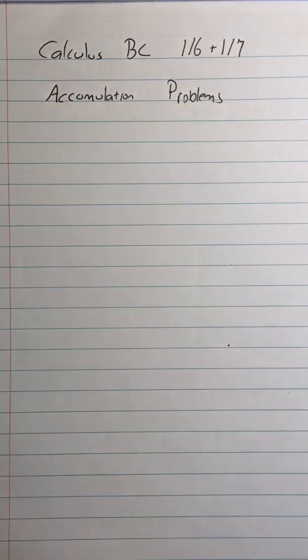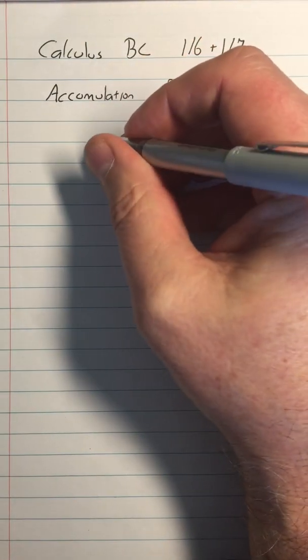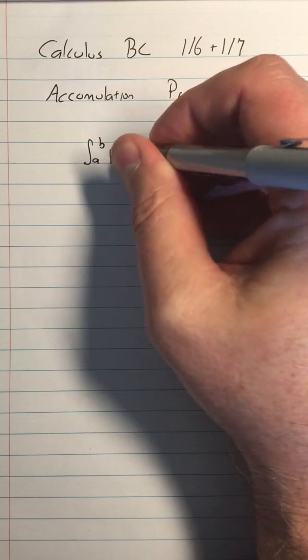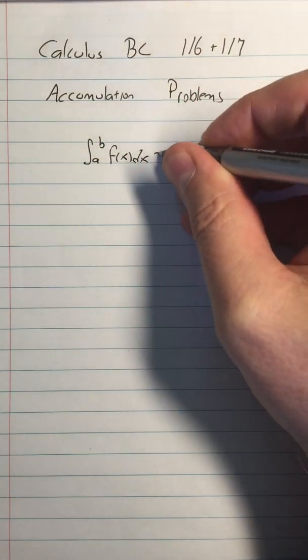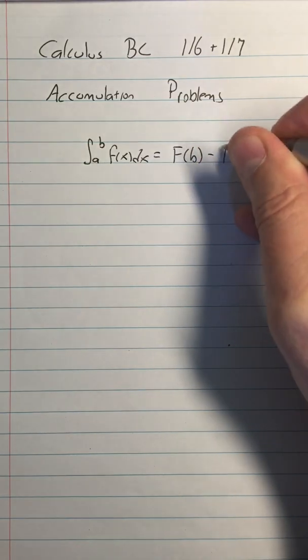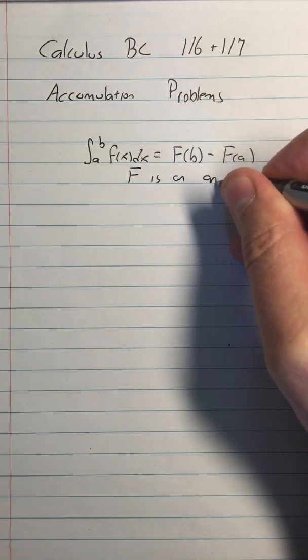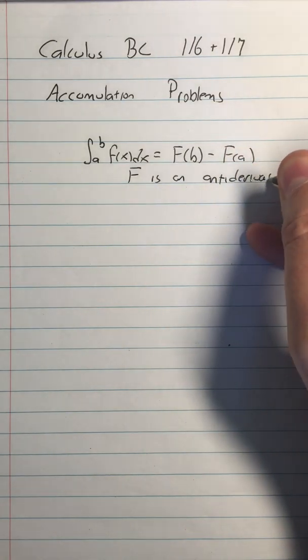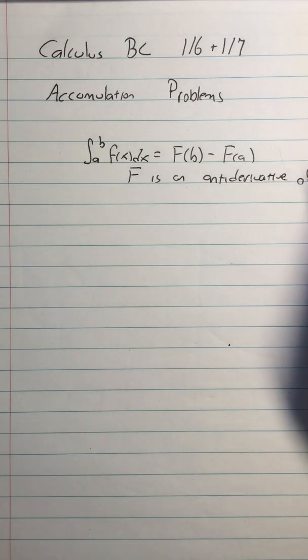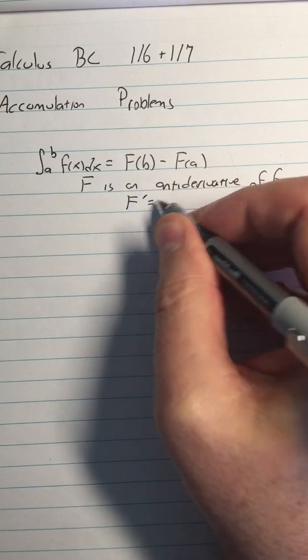So today we're going to begin another important application of integrals, and this is usually called something like accumulation problems. And how it works is like this. What we know so far is that the integral from a to b of f of x dx is equal to capital F of b minus capital F of a, where capital F is an antiderivative of small f. All right? Or another way to say this is that capital F prime equals small f.